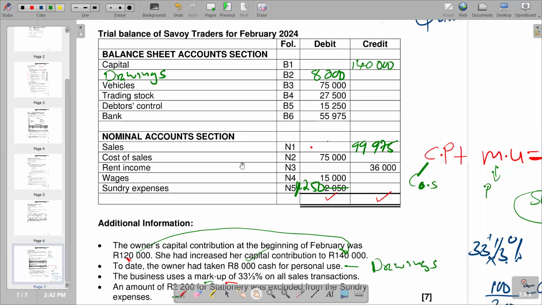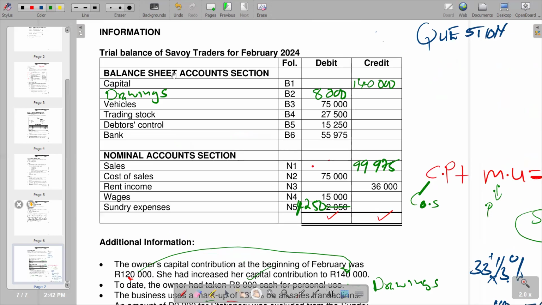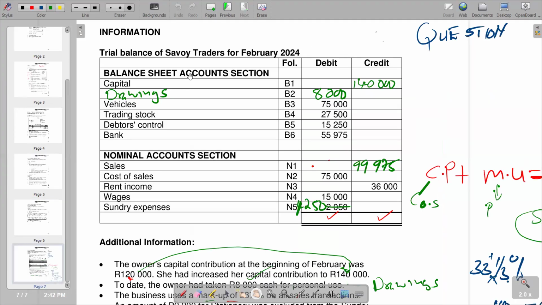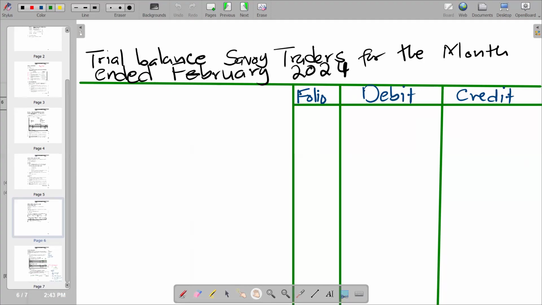So going to our answer section, you'll see that this is our trial balance for Survey Traders for the month ended February 2024. So that's what we have. We can come up with the same trial balance that we have in the question, whereby you're going to start with the balance sheet account section.